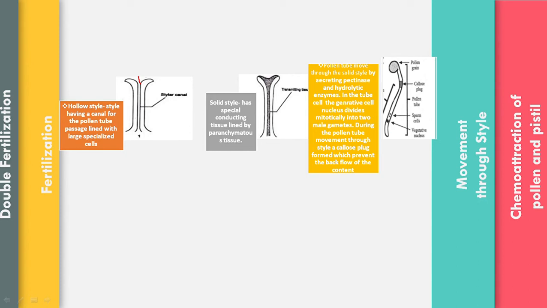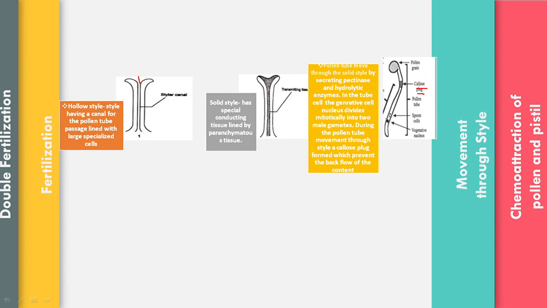Say, for example, to prevent the squeezing of the pollen tube and the gametes, there is a callose plug. पोलन ट्यूब में एक स्ट्रक्चर प्रेजेंट होता है जिसको हम बोलते हैं callose plug. That callose plug is formed to prevent the backflow of the contents.